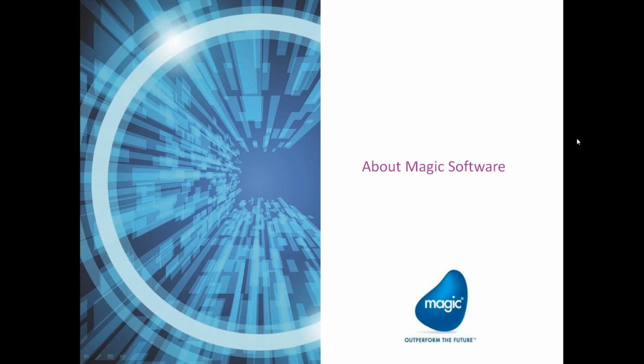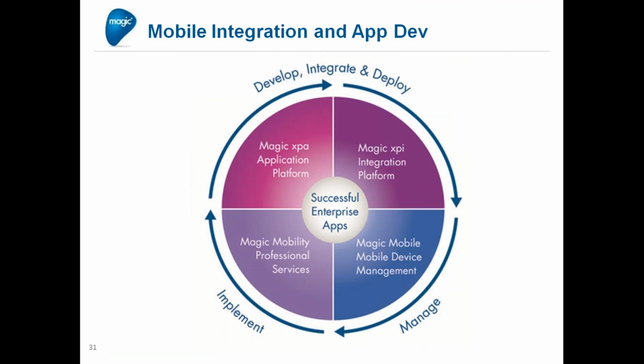So just a brief word about Magic Software. We said we want to mention just a little bit more about the mobile capabilities of Magic. We offer an end-to-end enterprise mobility capability that begins with the Magic XPA application platform, where you can create mobile apps and deploy them across multiple environments, iOS, Android, Windows, and so on, and then integrate those using Magic XPI integration platform that we've been talking about extensively today, so that they're integrated to the various enterprise systems that you have in your organization.